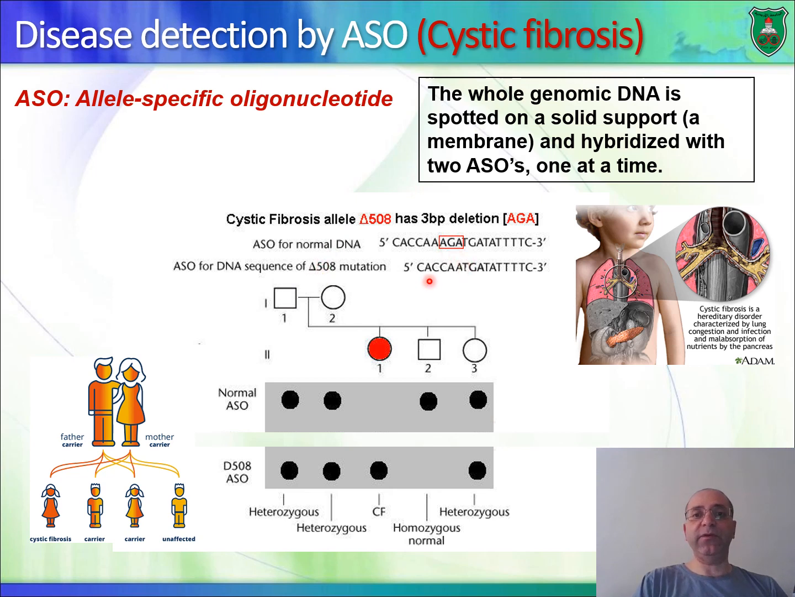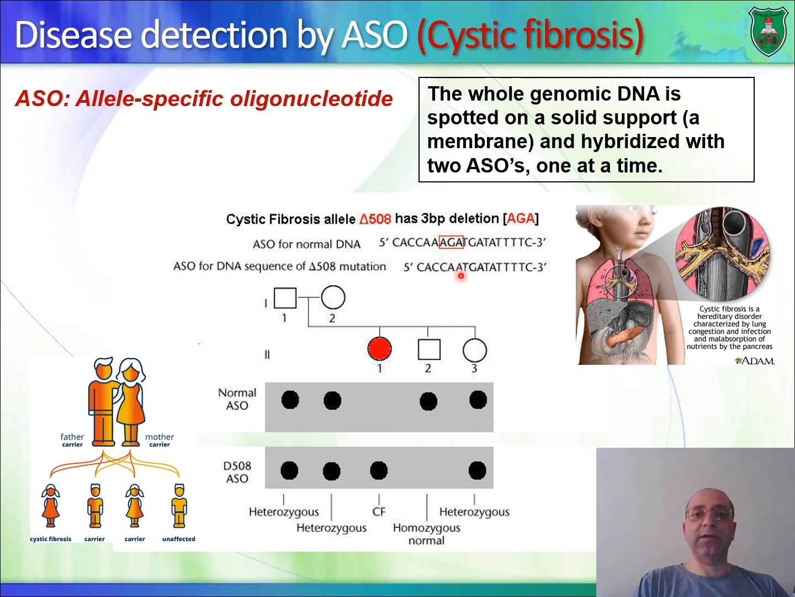So the AGA is missing. You have everything except the AGA. In order to detect if a person has a deletion or not, we use an allele-specific oligonucleotide. We've already defined oligonucleotide: a short nucleic acid, a probe, in other words. And this probe is allele-specific, meaning that it detects an allele, the allele with the mutation, the mutated form of the gene. There are 2 alleles that we're using. We have one that detects the normal allele, the normal gene, and the other that detects the allele with the AGA deletion.